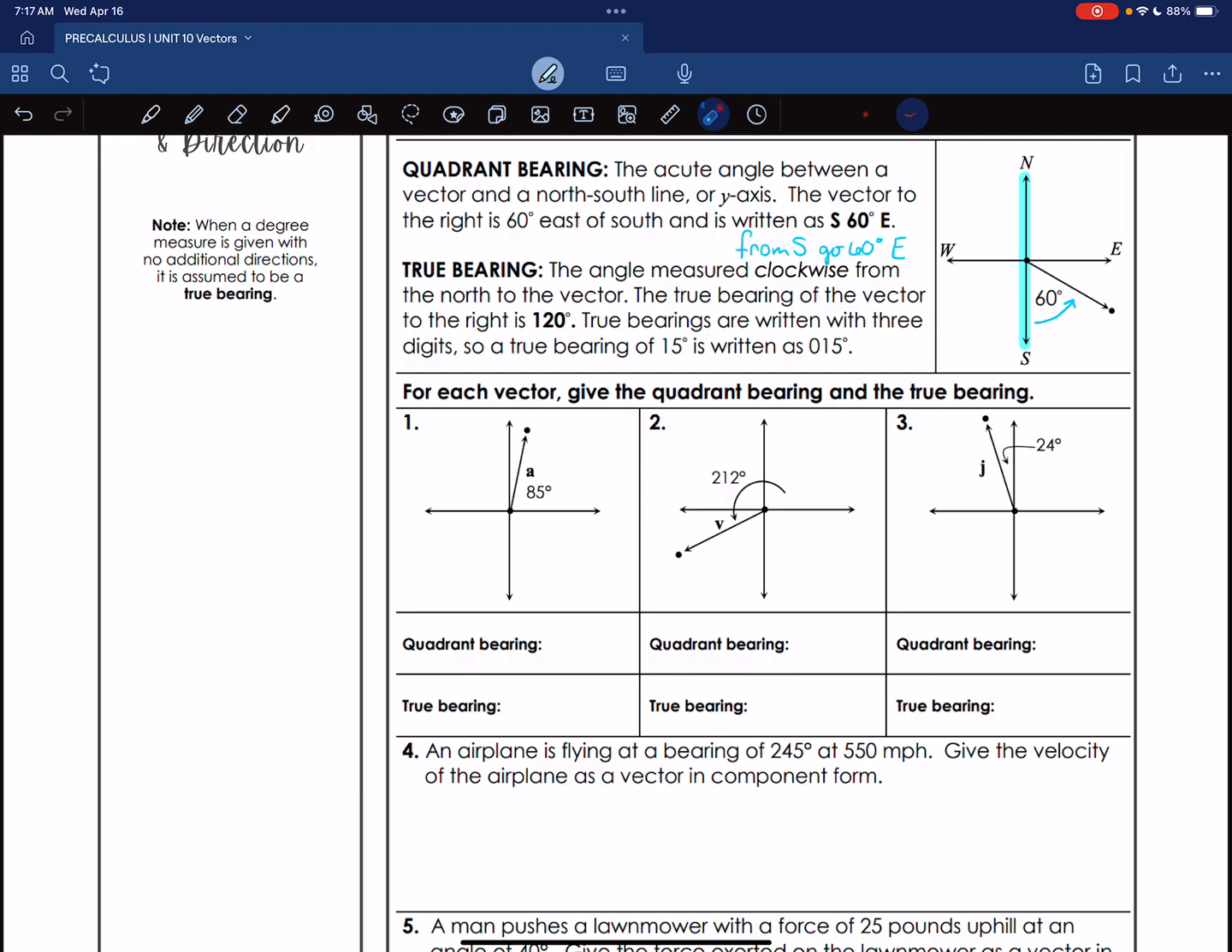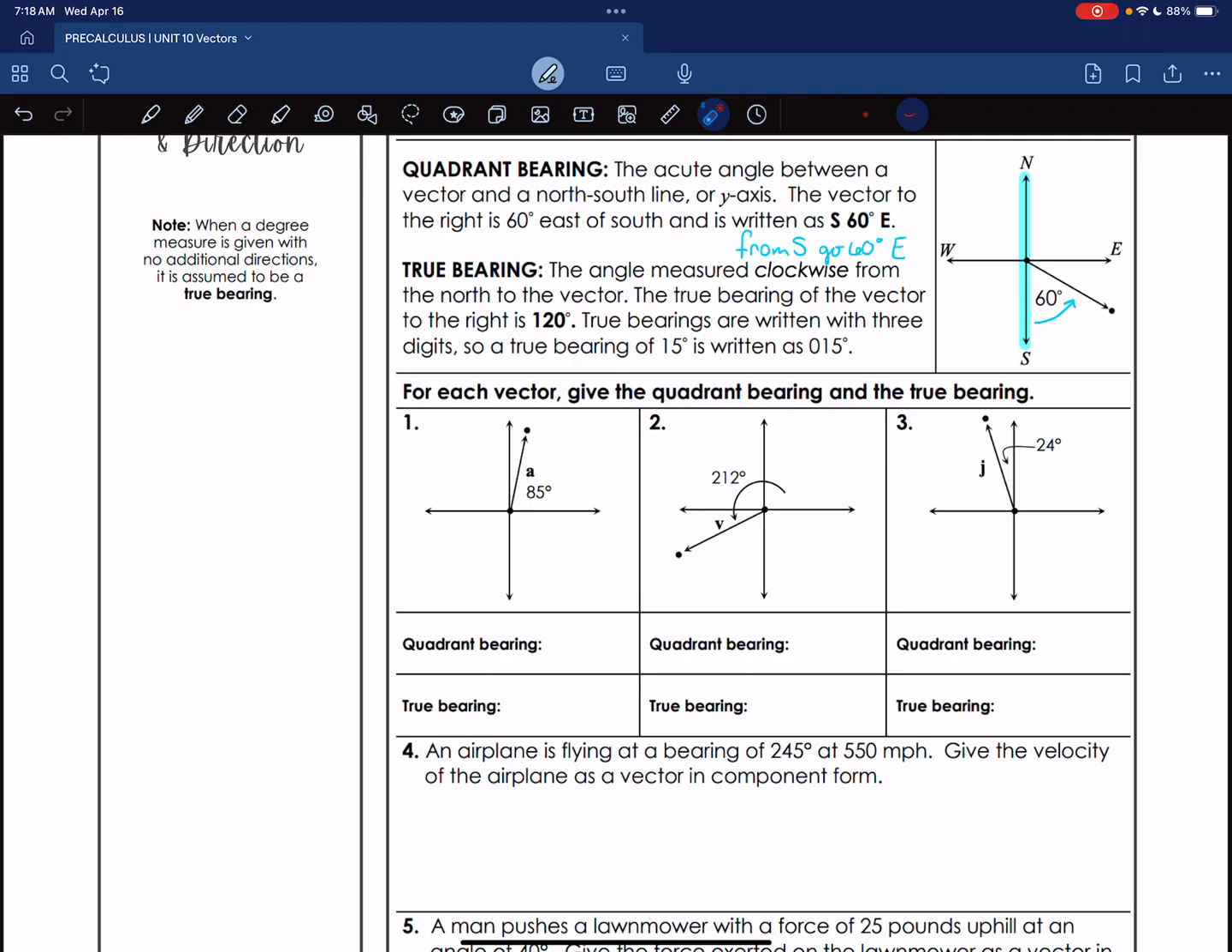True bearings are the angles measured clockwise from the north to the vector. The true bearing of a vector to the right is 120 degrees. True bearings are written with 3 digits, so if your true bearing was 15 degrees, it would be written as 0, 1, 5. You're going to use 3 digits, so you may have a 0 in front as a placeholder. Let's look at a few examples together. We're going to begin by identifying the quadrant bearing for each, and then the true bearing for each.